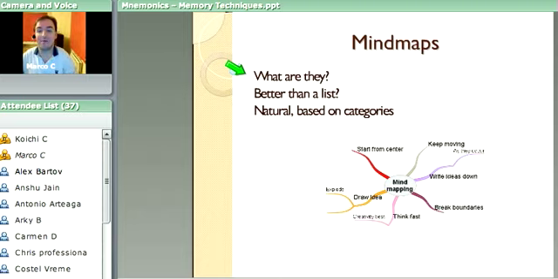Okay, a mind map is a way of taking notes. Some people argue that it's better than creating a list because it's more natural, and it's based on categories, like I've just said. Let's just look at this example here. Can everybody see this example? It doesn't really matter if you can't read what it says. But you can see the concept. The concept is you have a general idea, so you put that idea in the middle. So here we've got mind mapping. But let's just say we're going to do a mind map on what we're going to do tomorrow, like a to-do list.